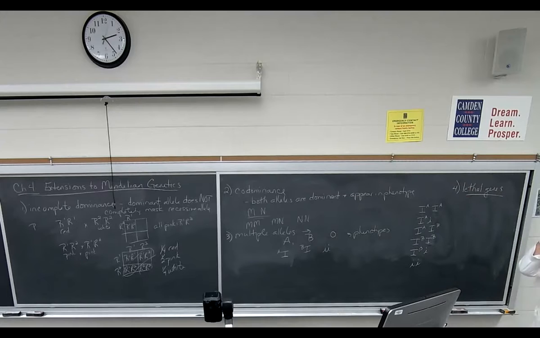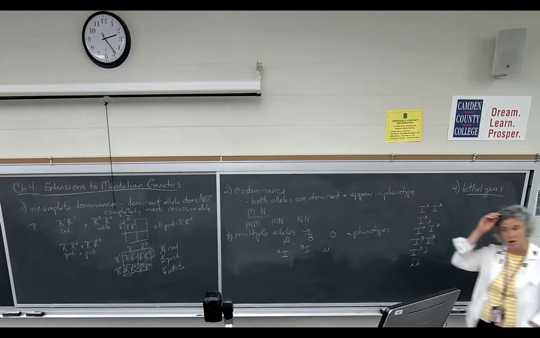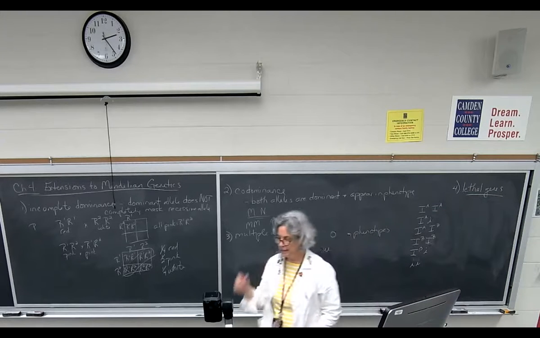Lethal genes. The one that I can think of is a lethal recessive, I think. If you have 2 copies of it, that offspring is never born, because it's an essential gene. So if you have 2 copies of the mutant, it's not a viable offspring. It's usually in mice.